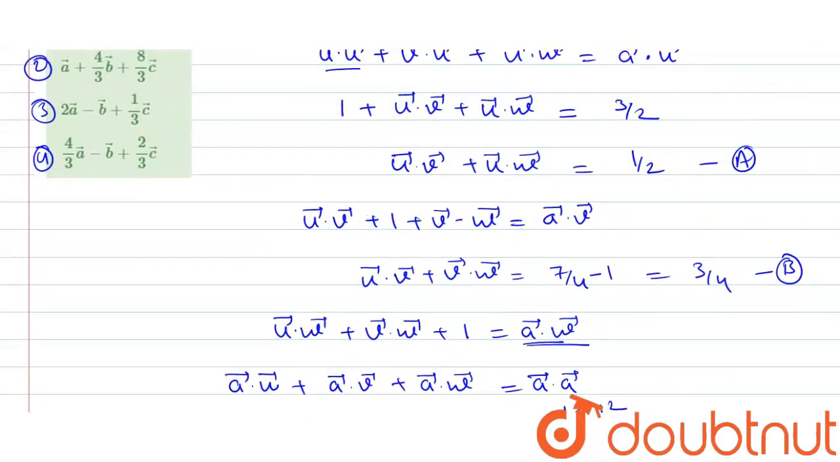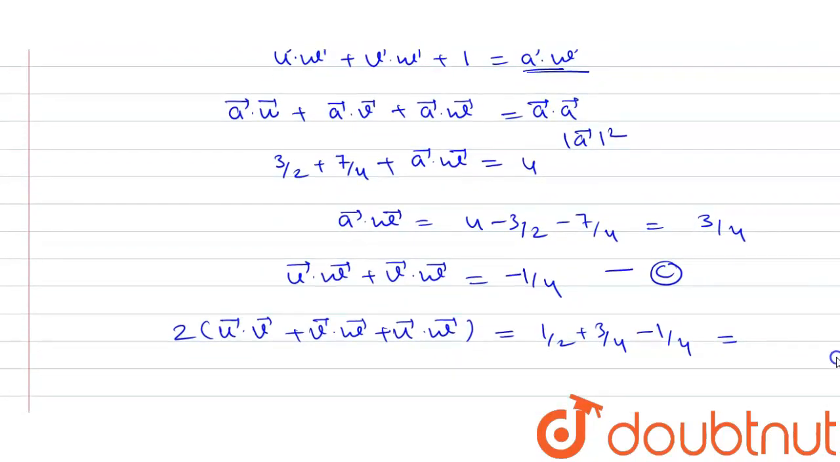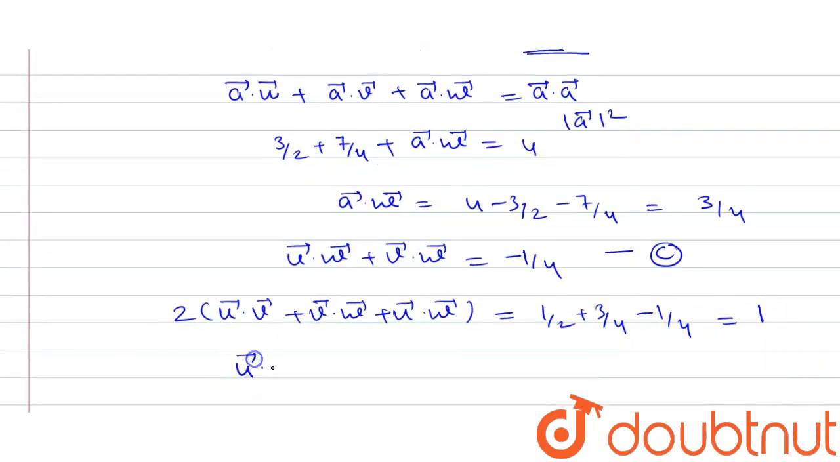1/2 plus 3/4 minus 1/4. So 1/2 minus 1/4 will be equal to 1/4, and 3/4 plus 1/4 will be equal to 1. So here u vector dot v vector plus v vector dot w vector plus u vector dot w vector will come out to be 1/2. Say this is your equation D.